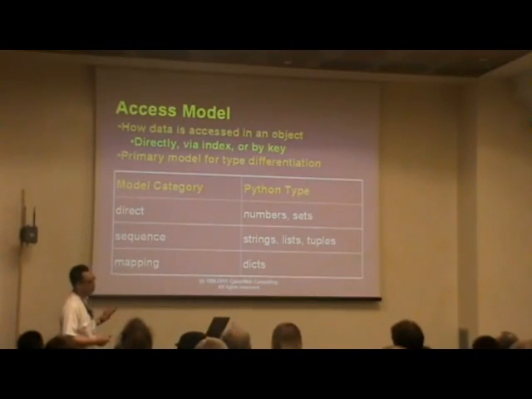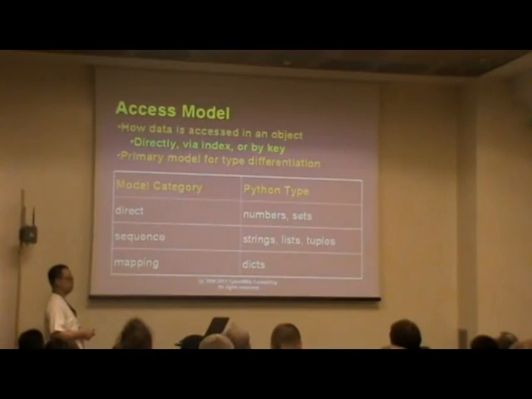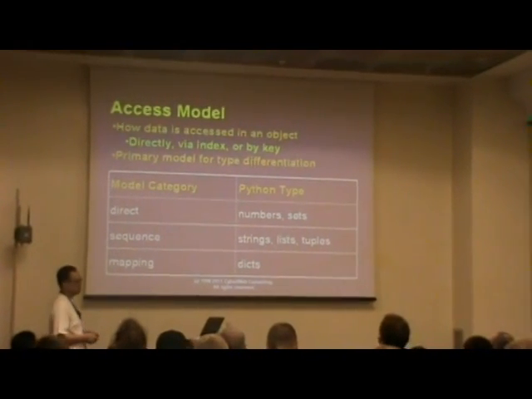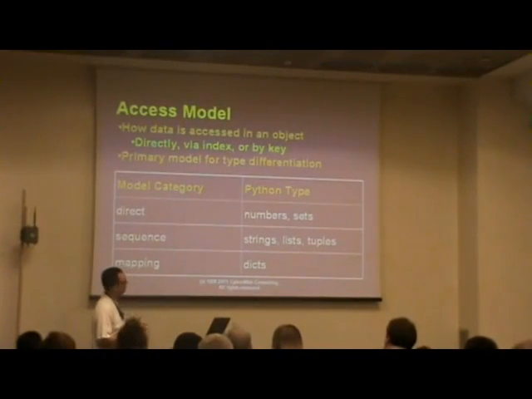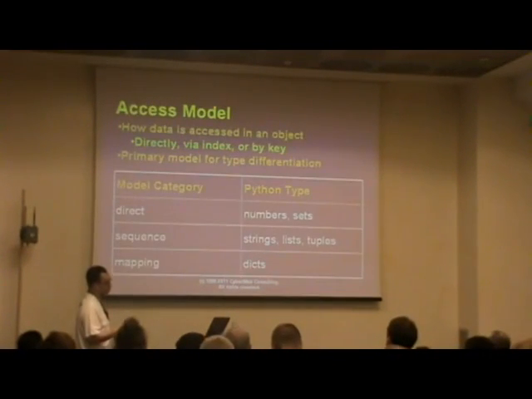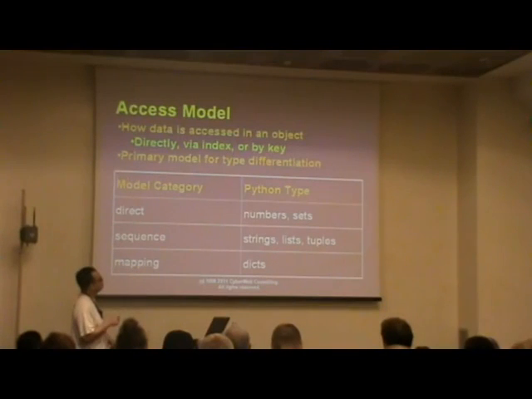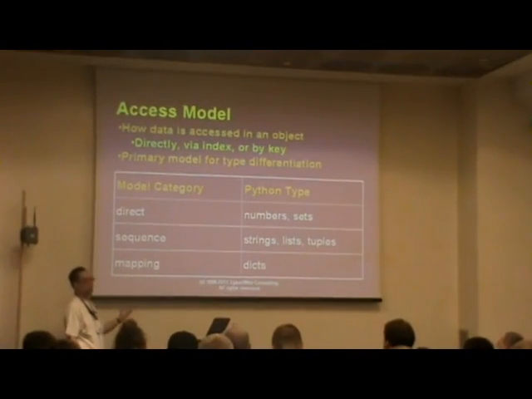Last one is probably the most normal way, and this is how you learn Python in most books and most documentation. And that's how you access an object. You access them directly, so probably a number or a set. If you access it by index value, bracket 0, bracket 1, that's a sequence type: strings, lists, and tuples. Or use a key to access your value, so that's a mapping type, dictionaries. Everybody understand this one? How do you access the object? Either get it directly, or go by index, or go by key.